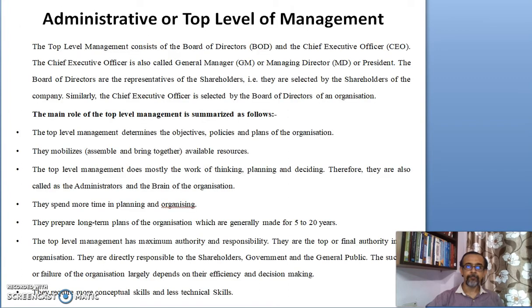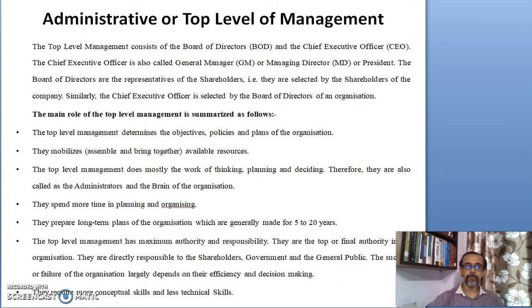In the administrative or top level of management, the top level of management consists of the board of directors and the chief executive officer. The chief executive officer is also called the general manager or managing director in some organizations. The board of directors are the representatives of the shareholders. That is, they are selected by the shareholders of the company or organization. Similarly, the chief executive officer is selected by the board of directors of an organization.